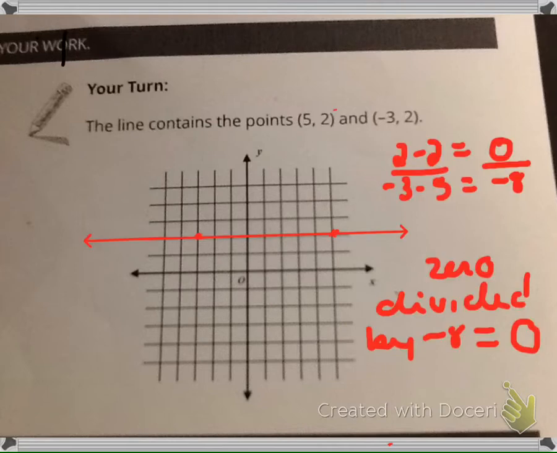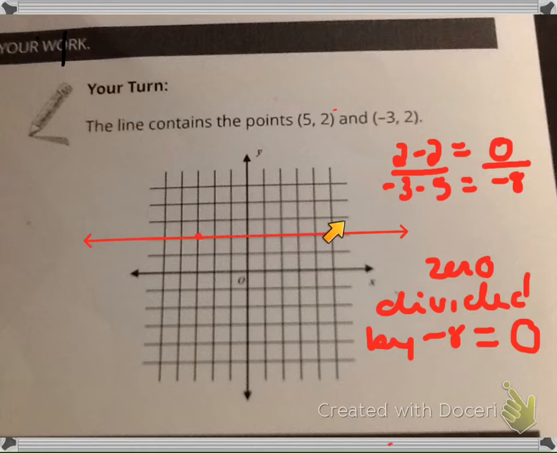Alright, so for this first one, I went over 5, so here's 0. I went over 5 and up 2. And then for this one, I went over 3, but I went into the negative and up 2. So this is my line.